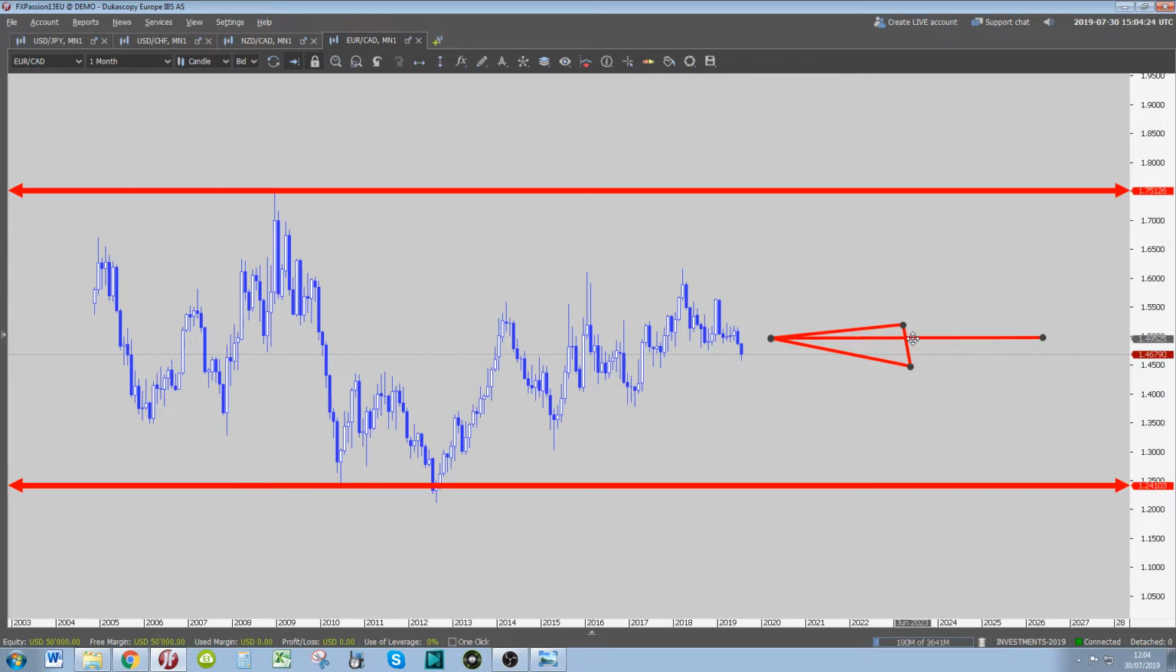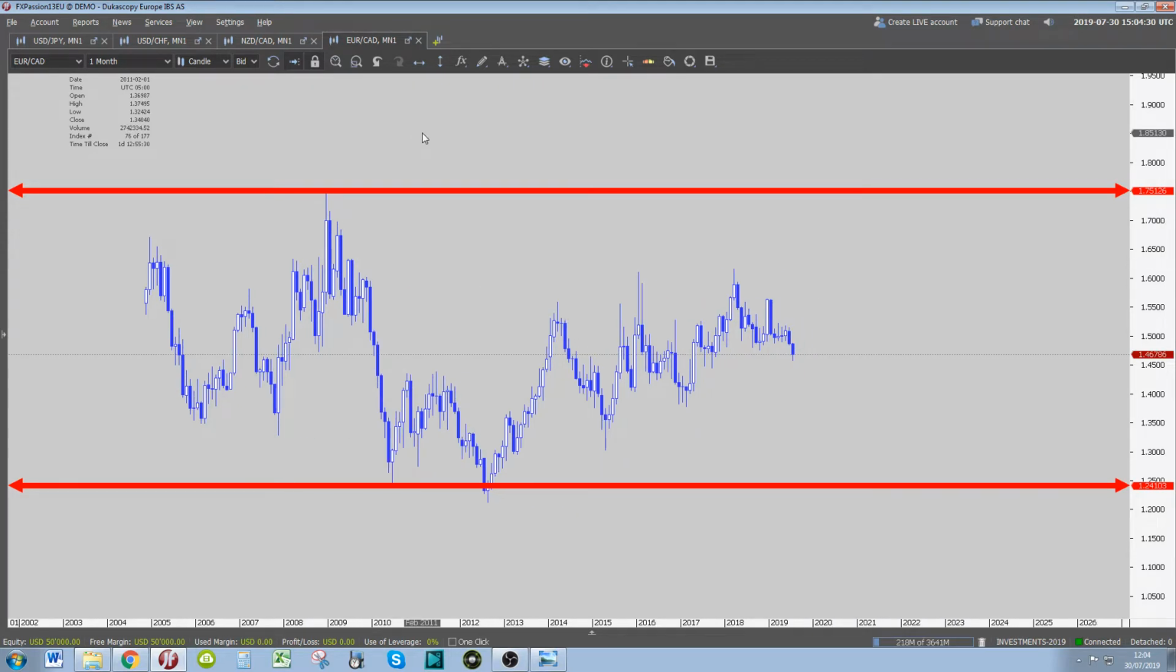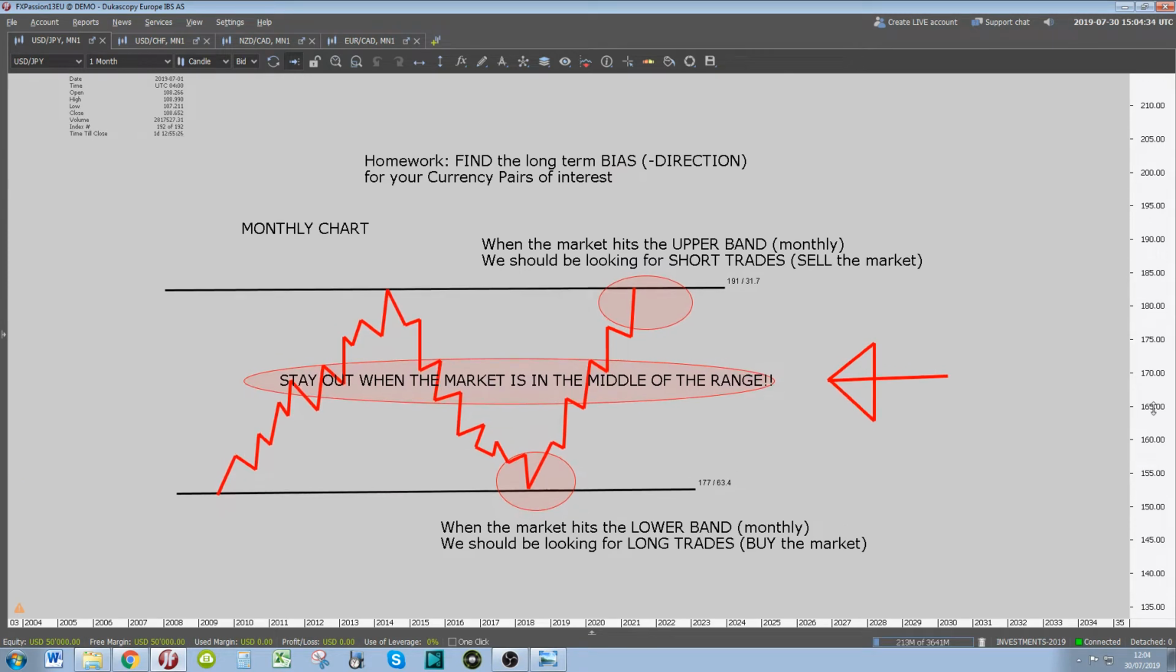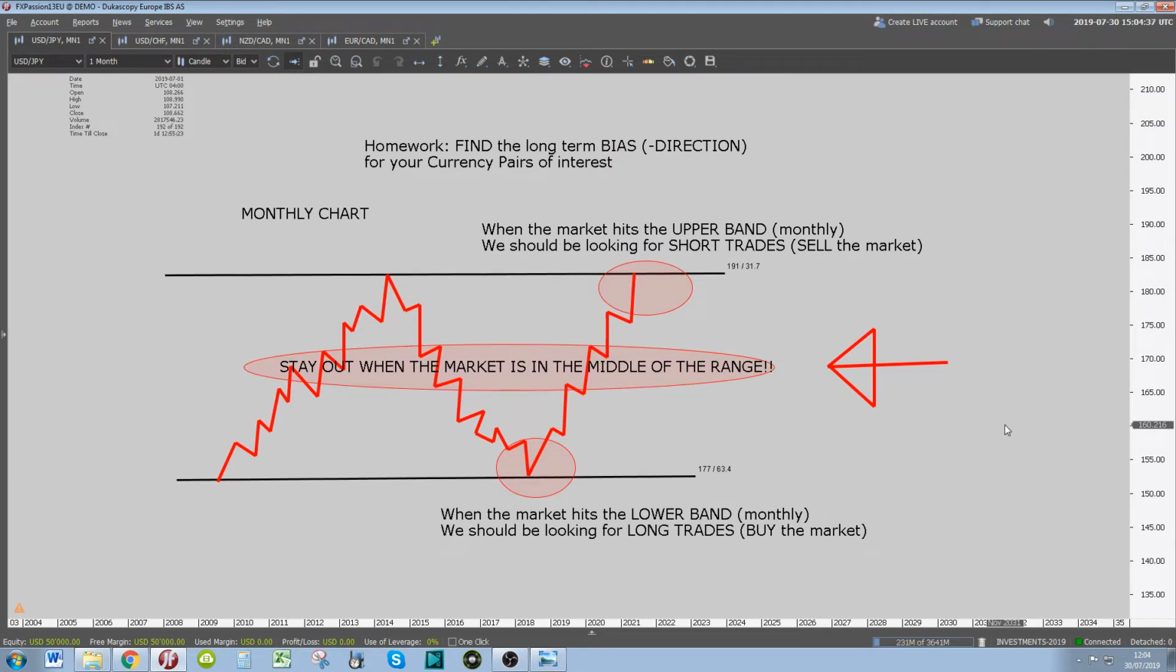Today the lesson is about highs and lows, but we need to check the homework from yesterday, right? So this is what we learned yesterday, the monthly chart, and yesterday we talked about the overall general direction of the currency pairs. And if we find, as beginners, even professionals, it's the same, if we find a currency pair that is near the upper band, we are going to short the market, and if we find a currency pair that is near the lower band, we are going to buy the market. And if we are complete beginners, we stay out when the market is in between.